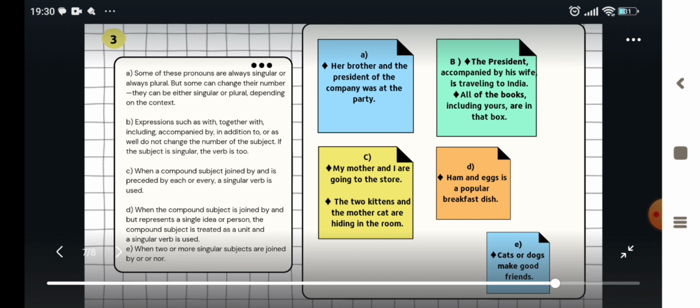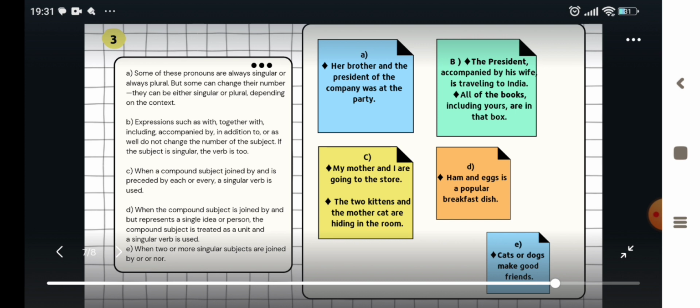Okay. We have then, when the compound subject is joined by and. D. When the compound subject joined by and represents a single idea or person, the compound subject is treated as a unit and a singular verb is used. For example, ham and eggs is a popular breakfast dish. In this case, ham and eggs has maybe a relation, so we are using, in this case, is.